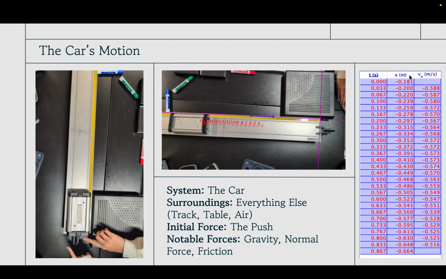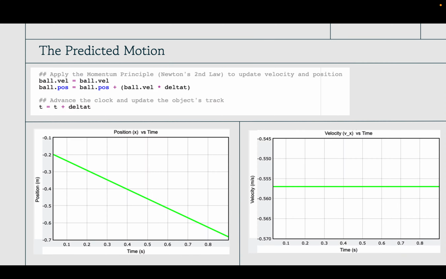I use this initial x position and this initial velocity, and I plugged it into GlowScript. And then I added iterations for a delta t, the same one as the one in Tracker. And notably, I applied the momentum principle by keeping the velocity the same, but changing the position to the position plus velocity times delta t, based on the equation I showed earlier. And of course, advancing the clock as well. So because of this, the velocity stays constant, and the position changes linearly.